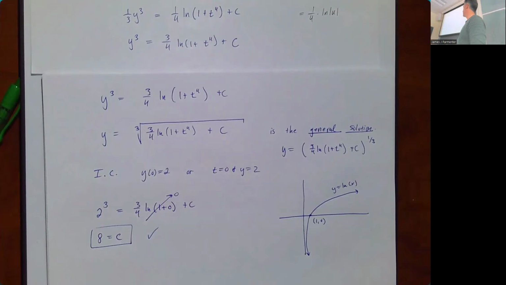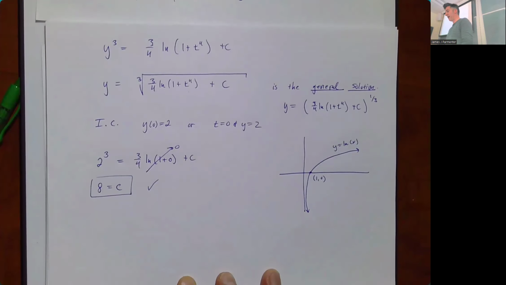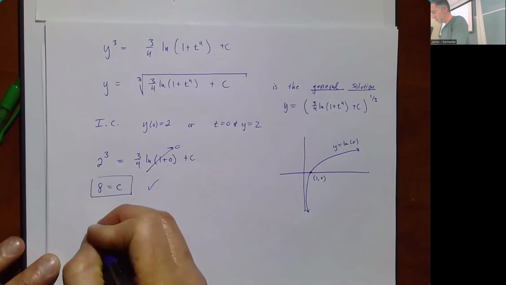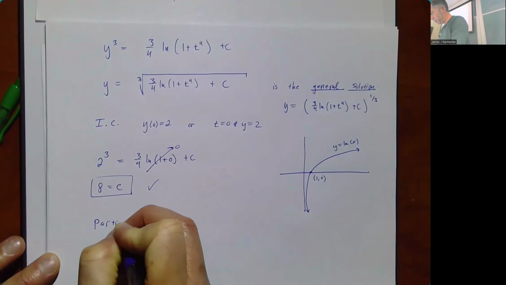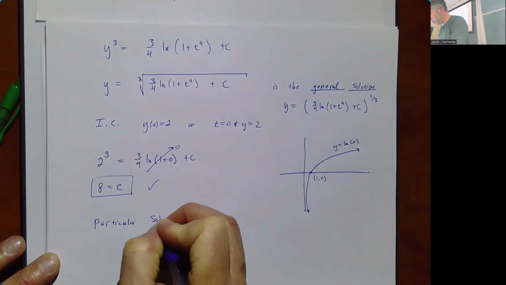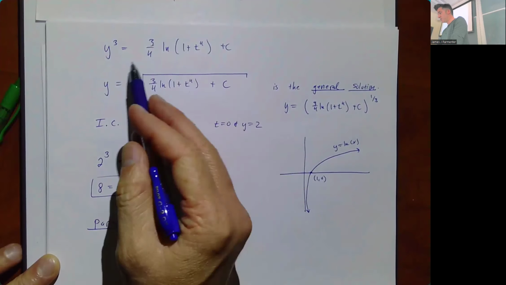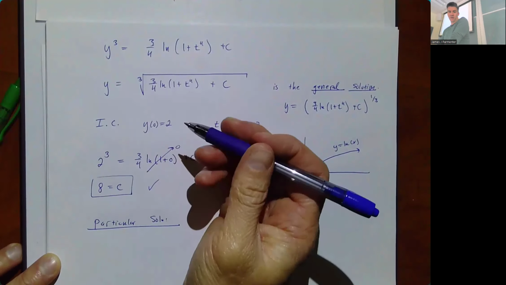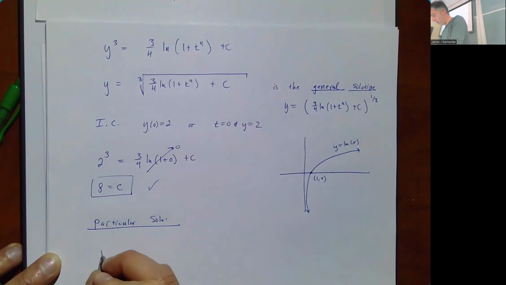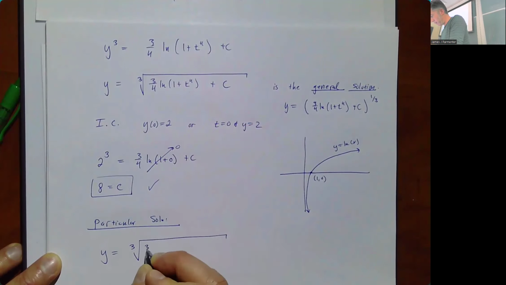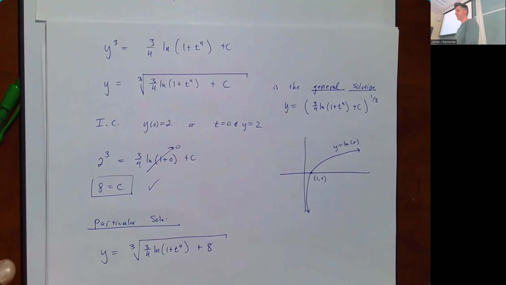And this is where I see so many students fail to finish the problem. So then we have to write the particular solution. The particular solution here is going to be that same general solution, just with the c value substituted in. So we're going to get y equal to the cube root of 3/4 natural log of 1 plus t to the 4th plus 8.